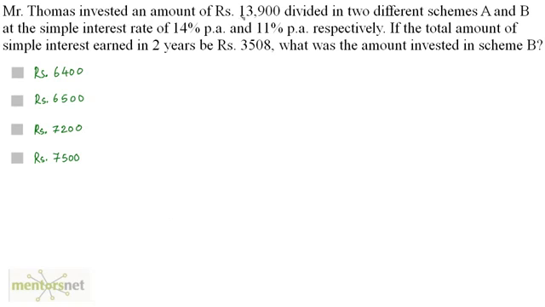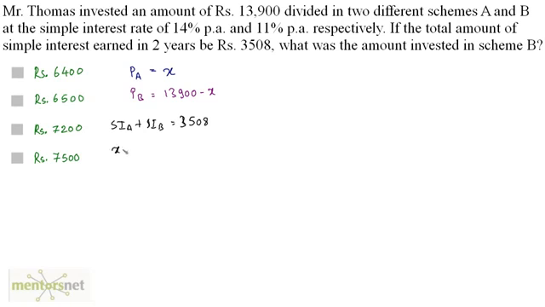So the total amount invested is 13,900. Let the principal amount invested in scheme A be X rupees. So the principal amount invested in scheme B will be obviously 13,900 minus X. Now the money was invested for 2 years and the simple interest got was 3,508 from both of these schemes combined. So I can say that interest from A plus interest from B is equal to 3,508, right?